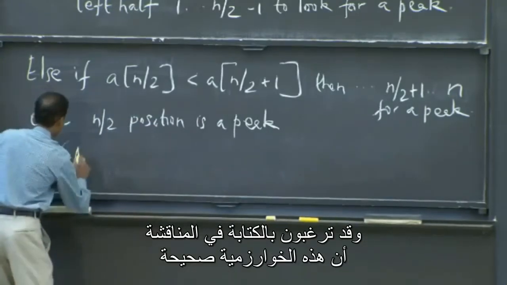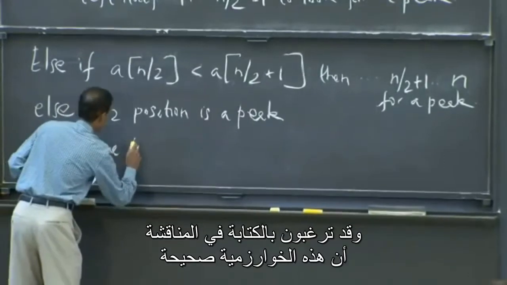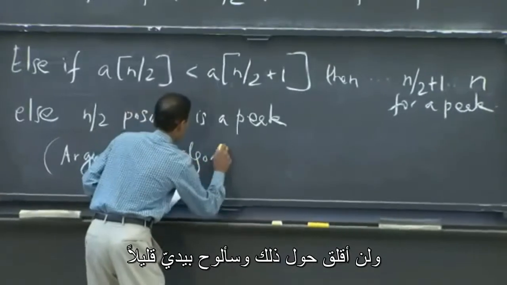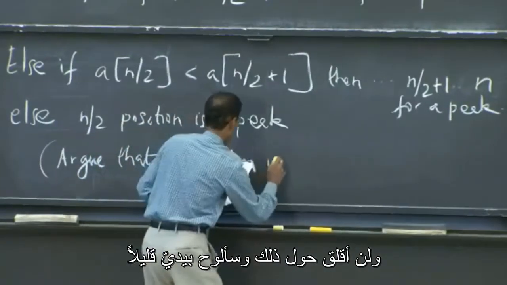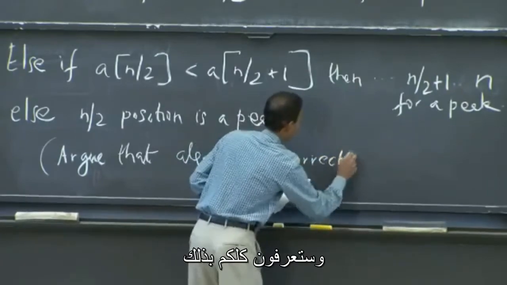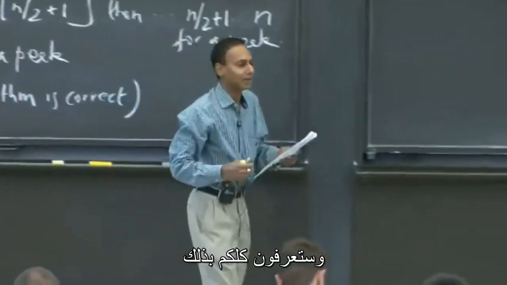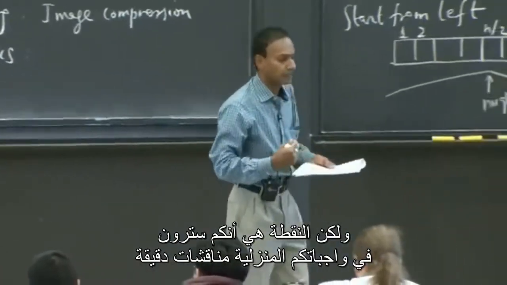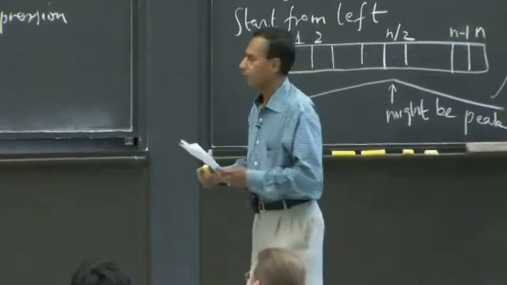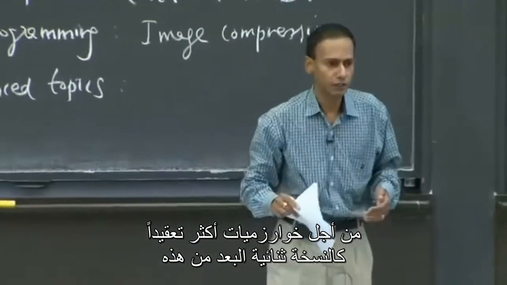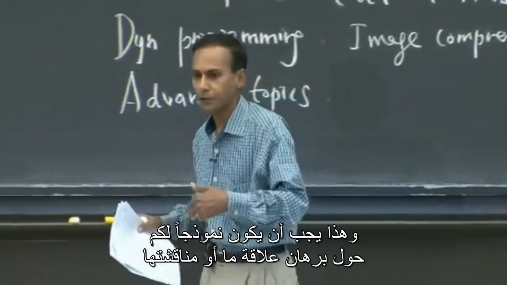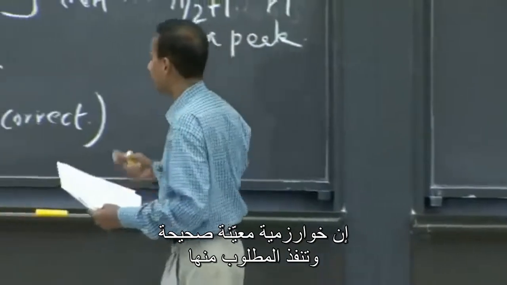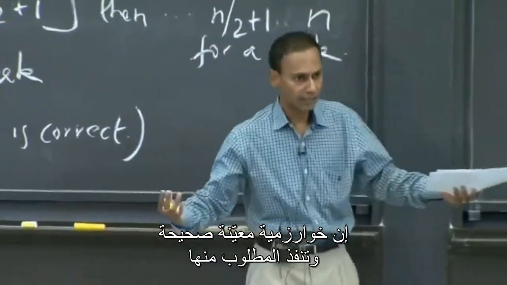You want to write an argument that this algorithm is correct. I'm not going to bother with that. I just waved my hands a bit, and you all nodded, so we're done with that. But the point being, you will see in your problem set a precise argument for a more complicated algorithm, the 2D version of this. That should be a template for you to write a formal argument that a particular algorithm is correct, that it does what it claims to do.